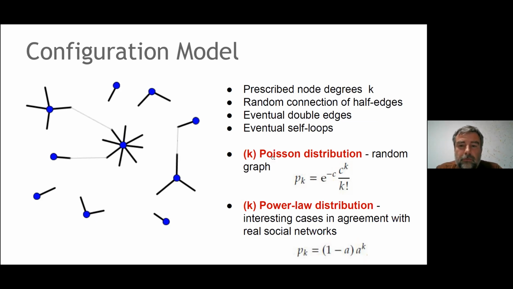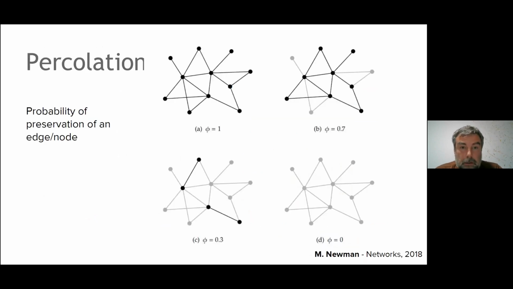And you can introduce different types of degree distributions. One of them is the Poisson distribution, and if the degrees are Poisson distributed, then you recreate the random graph. If you use the power-law distribution, then you get interesting cases which are in agreement with real social networks. You can get something very similar to scale-free networks. So in this problem, you can look at percolation. We're thinking now about the vaccination or immunization process, where first you have the full graph, and then you start to eliminate the nodes.